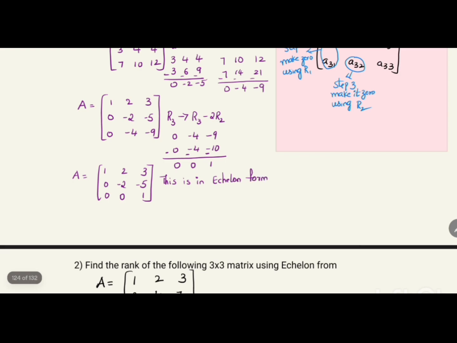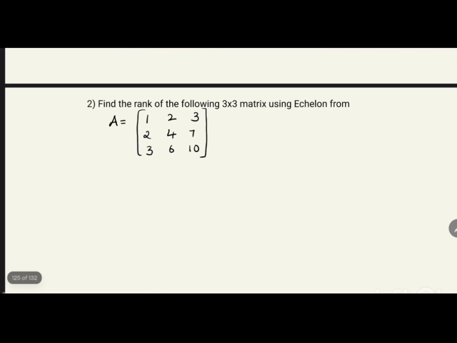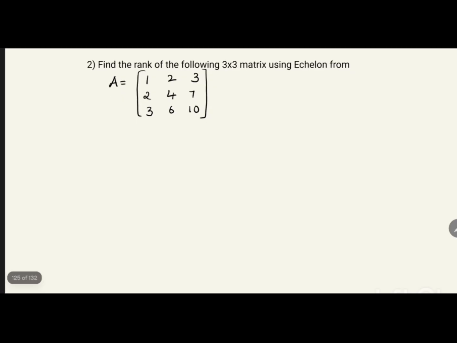Echelon form. So what is the rank of the matrix? The rank of the matrix is equal to the number of non-zero rows. How many non-zero rows are there? 1, 2 and 3. So therefore the rank of the matrix is equal to 3 here. Is that clear, students?